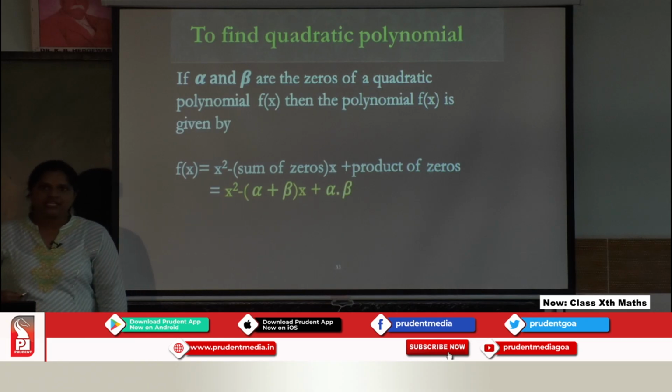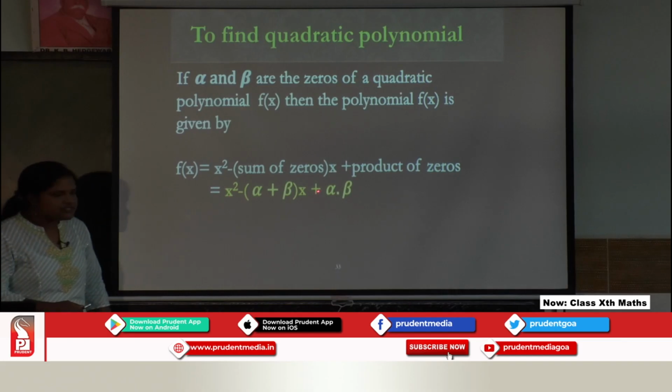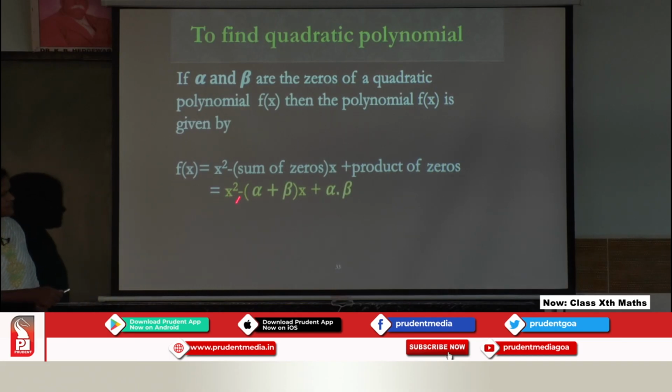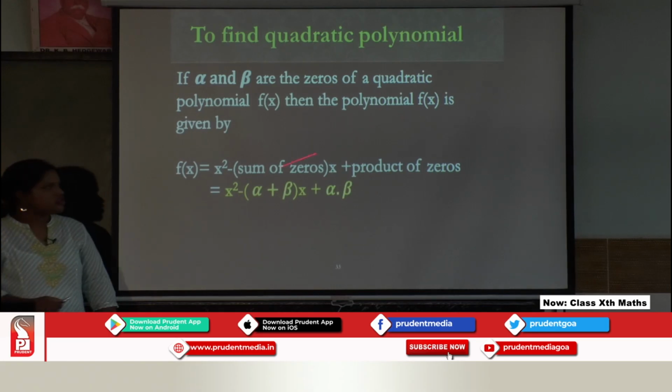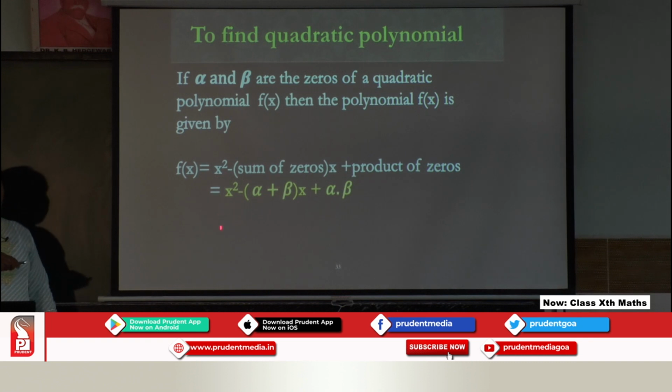If they ask you to find the quadratic polynomial in terms of y, please write all these variables as y. It will be like y square minus (alpha plus beta) y plus alpha into beta. So, focus upon which variable is given, and if nothing is mentioned, it is your choice which alphabet to use. But if any particular alphabet is mentioned, please see that you write that alphabet itself.